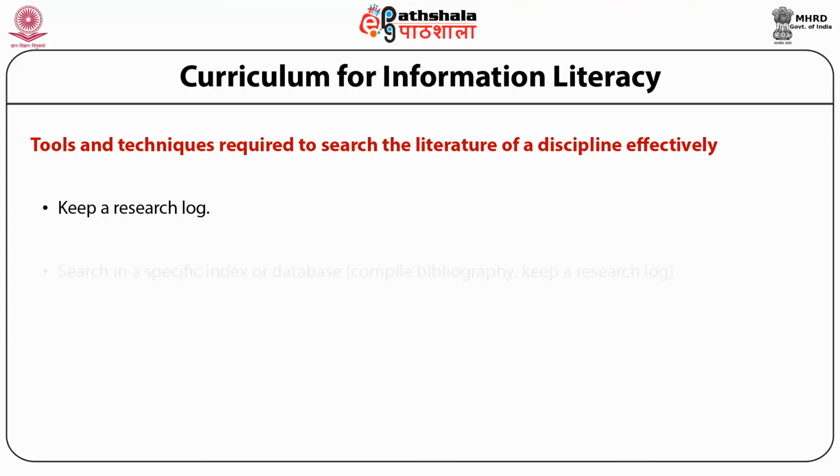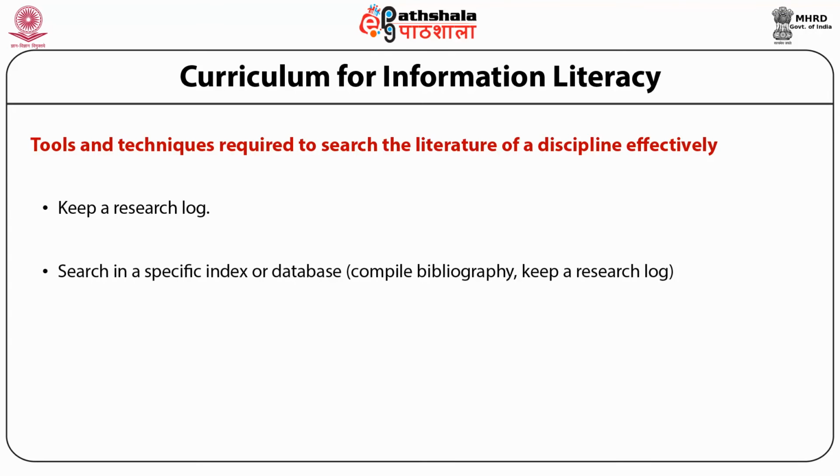Number 2, search in a specific index or database, compile bibliography, keep a research log. It is useful for more sophisticated databases. Use thesaurus to find appropriate subject headings for a topic. Search history function to modify or combine results of previous searches. Boolean strategies for complex searches and other advanced features and how they help.